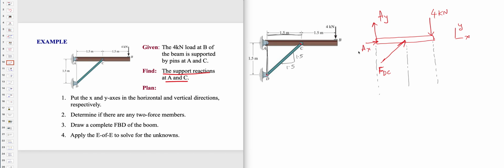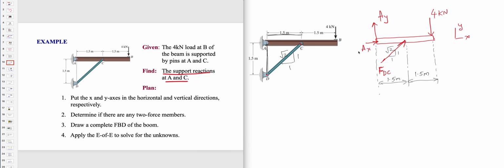If you remember, if these both are the same, we could just simplify this and write it as 1 and 1. And this should be square root of 2. 1, 1, square root 2. And this is 1.5 meter, 1.5 meter. Now our free body diagram is complete.